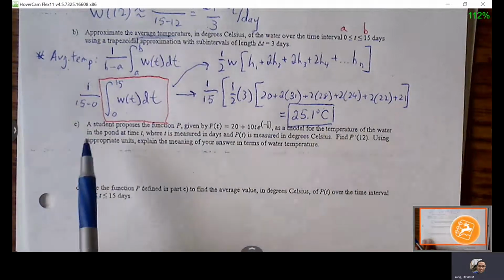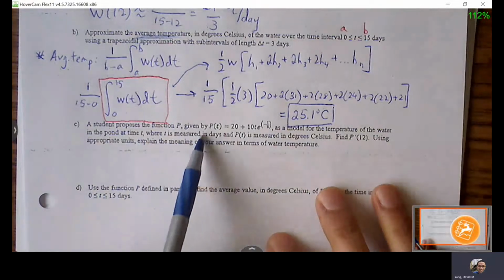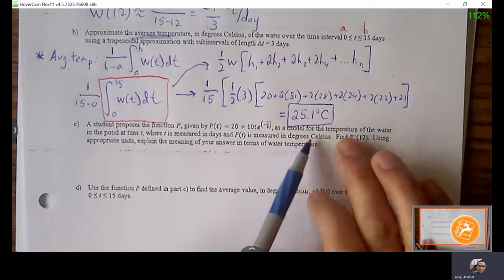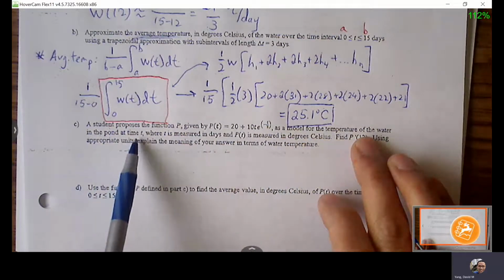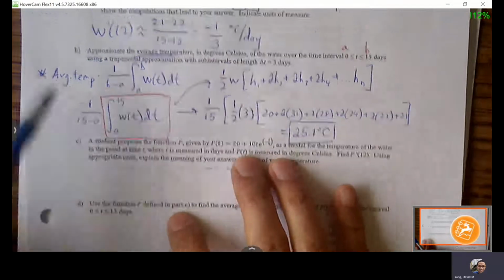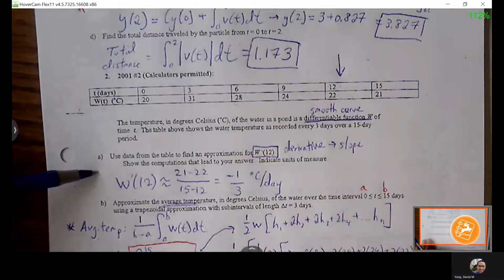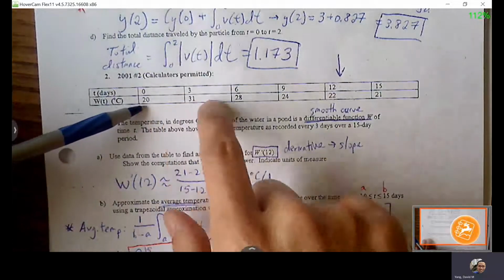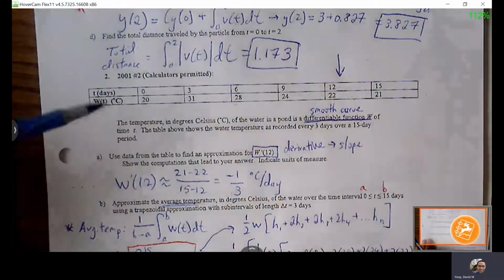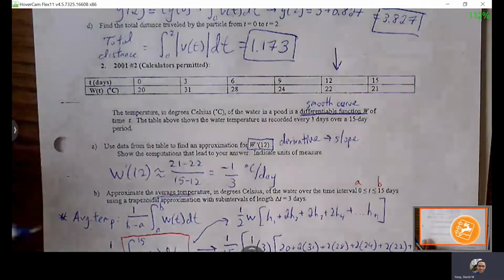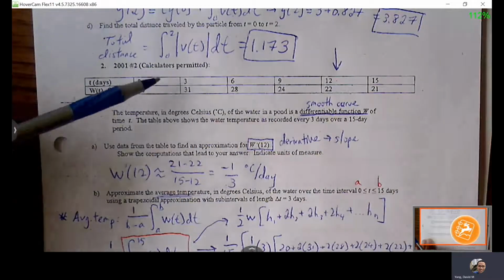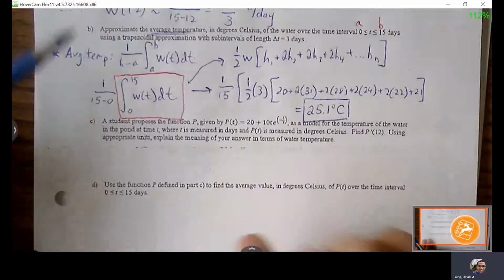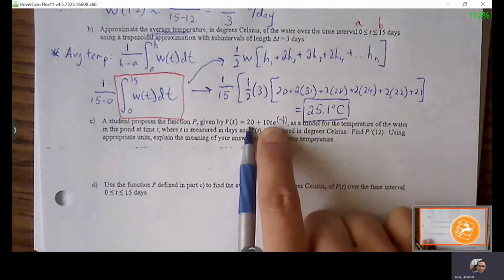Okay, part C. A student proposes the function P given by 20 plus 10t e to the -t/3 as a model for temperature of the water at time t. So basically, it's taking what we did for part A, and now we're going to have a much more accurate model because we don't just have information every 3 days. We're going to be able to find the temperature at any point between 0 and 15, either on the 2nd day, 4th day, or 6.5 days later. So we have a much more accurate model to use.